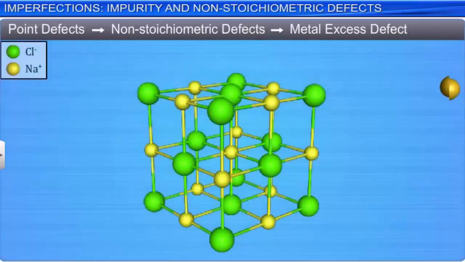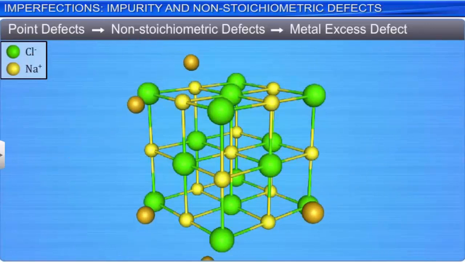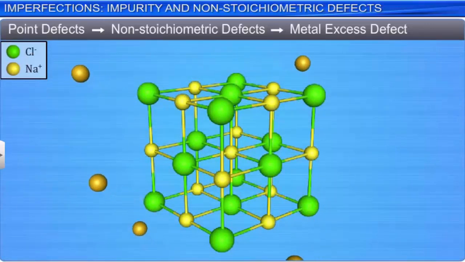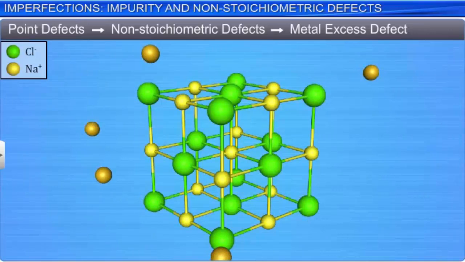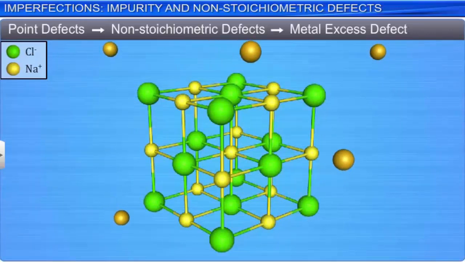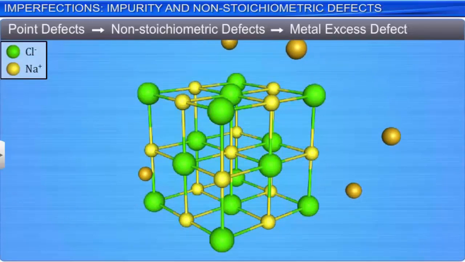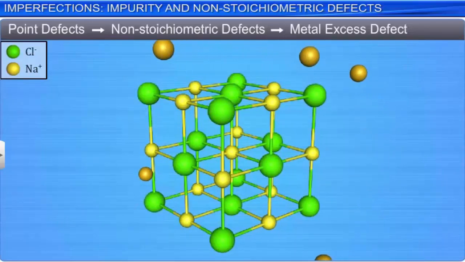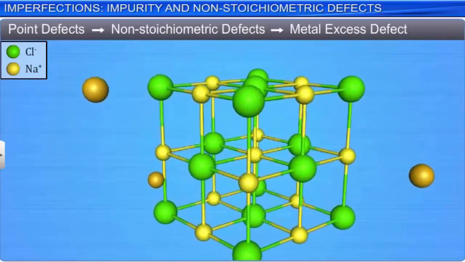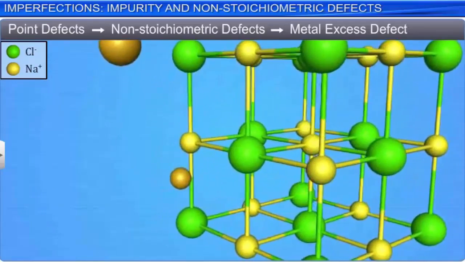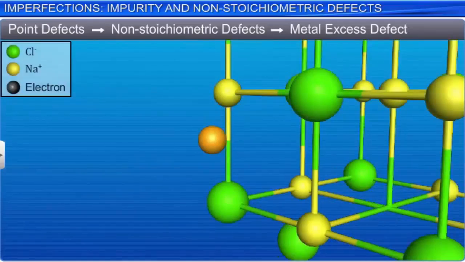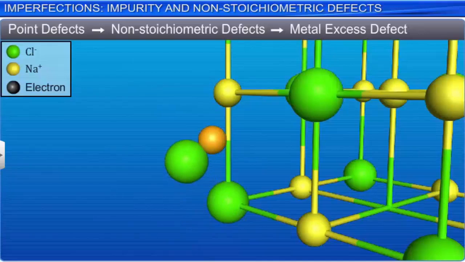When crystals of sodium chloride are heated in an atmosphere of sodium vapor, the sodium atoms are deposited on the surface of the sodium chloride crystal. The Cl- ions present in the sodium chloride crystals diffuse to the surface of the crystal and combine with the sodium atoms present there to give sodium chloride.